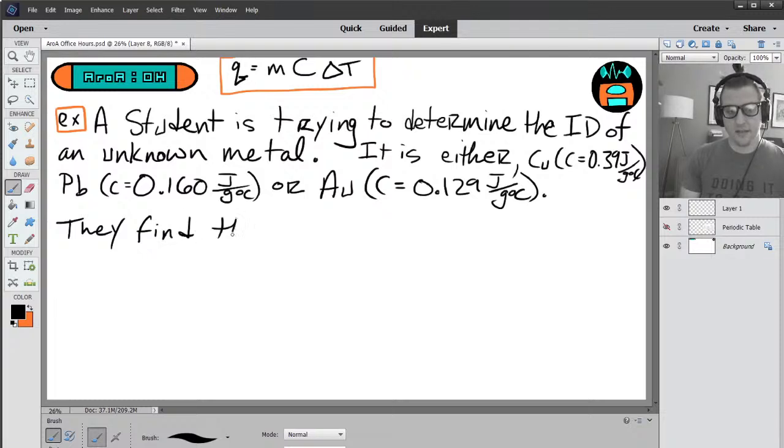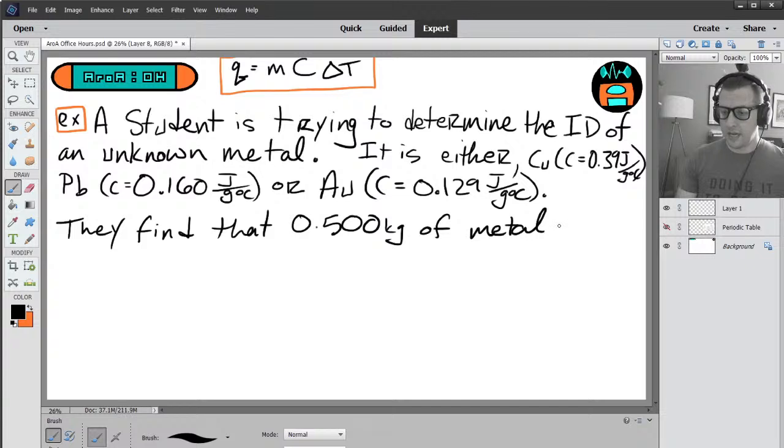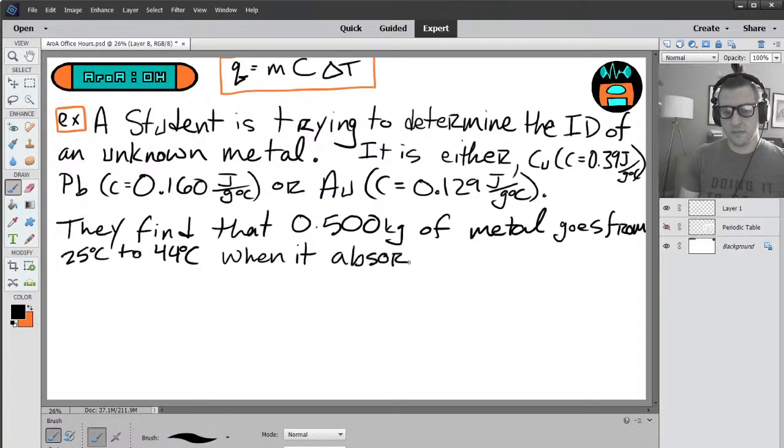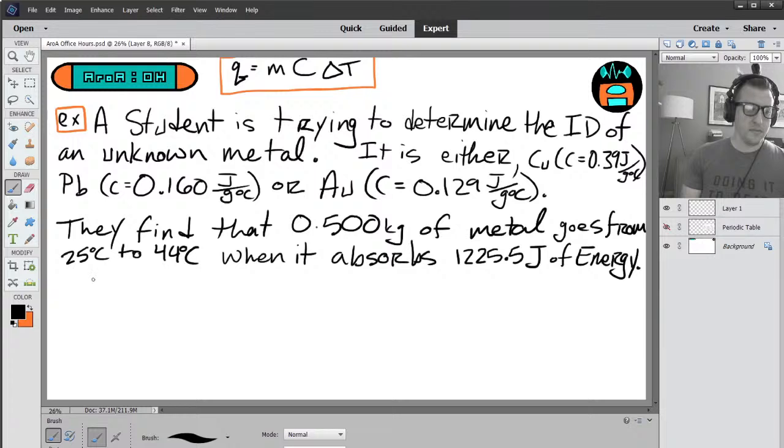They find that 0.500 kilograms of metal goes from 25 degrees Celsius to 44 degrees Celsius when it absorbs 1,225.5 joules of energy. Determine the metal's identity.